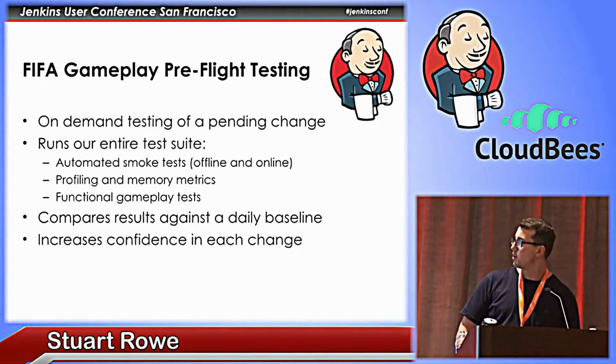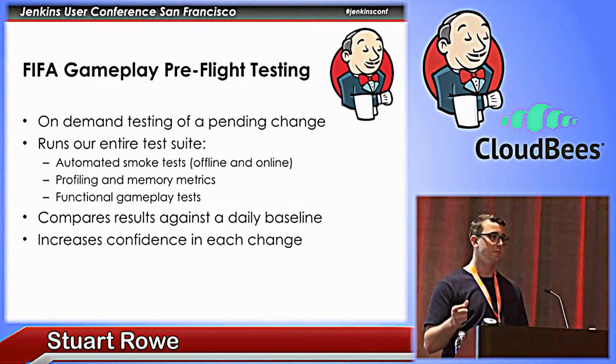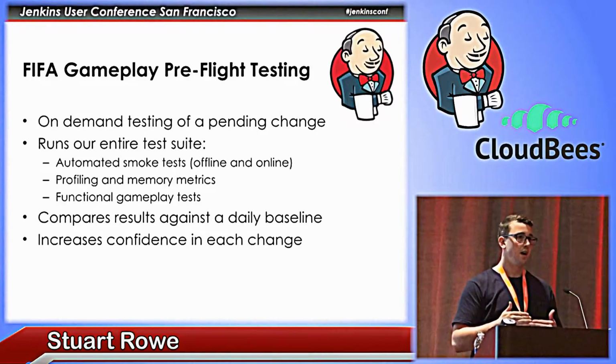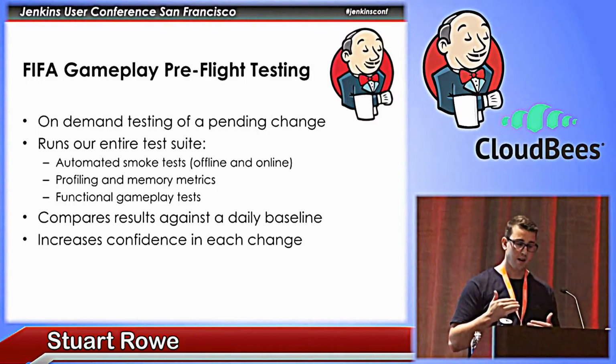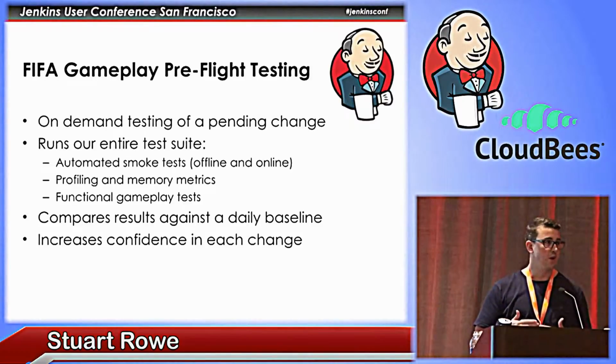We have some functional gameplay tests, and we take the results of those tests and compare them against a daily baseline that was created earlier in the day. And from that difference, we can see what impact that change has. And by using the system, we're able to increase our confidence in every change that goes into our game.